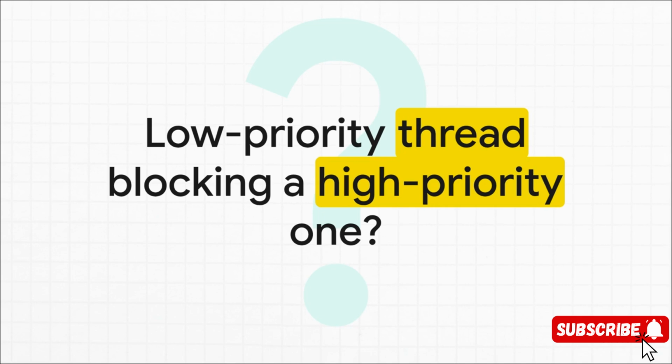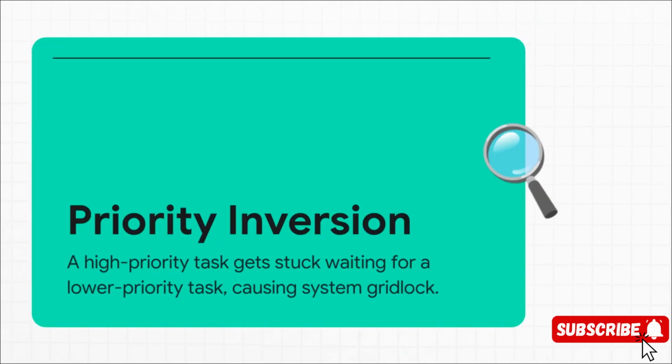Now your most important thread is stuck, completely blocked by a task the scheduler thinks is unimportant. What happens? This total gridlock has a name. It's called priority inversion, and it is a very dangerous situation. The scheduler's entire pecking order has been flipped on its head. The important work can't happen, and the unimportant task holding everything up might not even get a chance to run to finish its job. The whole system can just stall out.